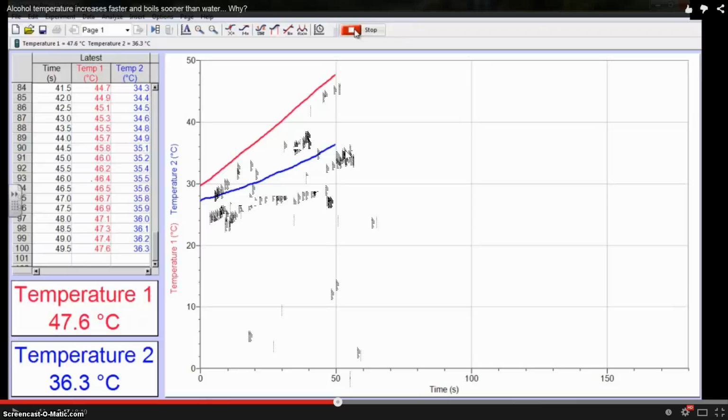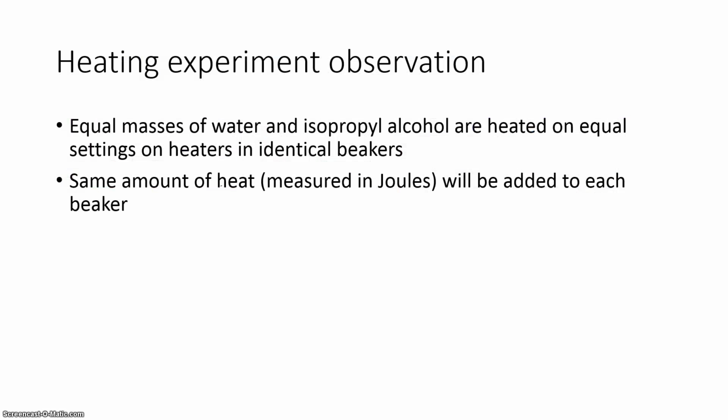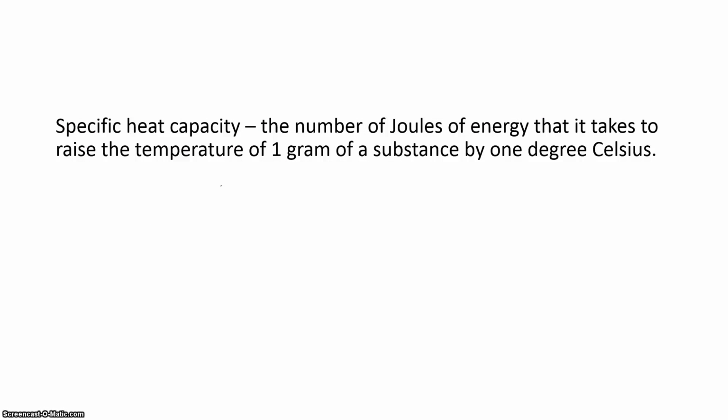They're receiving the same amount of heat, but the alcohol has increased its temperature more. So what does that mean? First of all, that's another demonstration that heat and temperature are not the same thing. But more importantly, it really demonstrates our purpose of today, which is specific heat capacity.